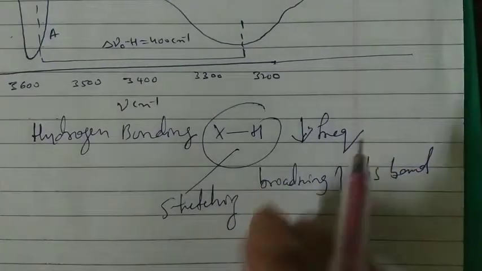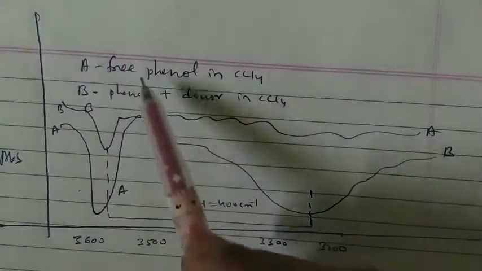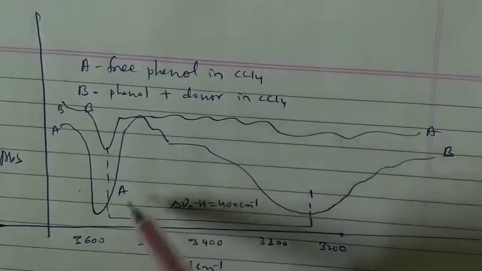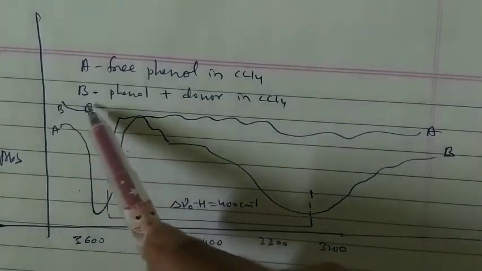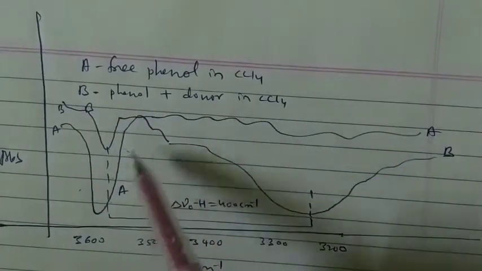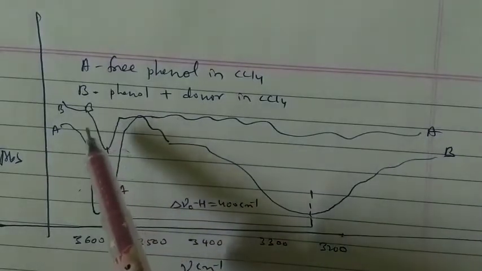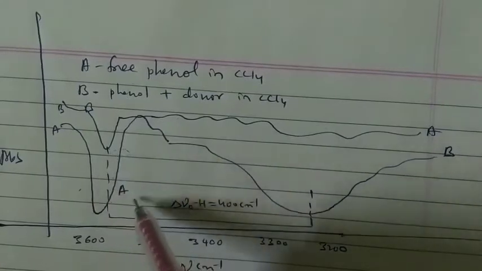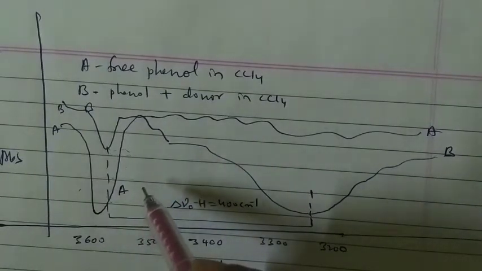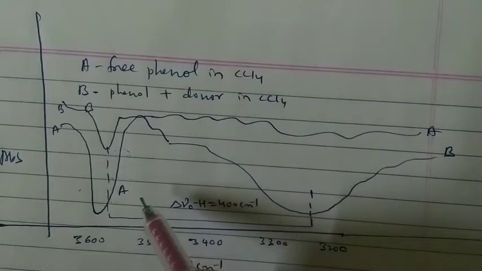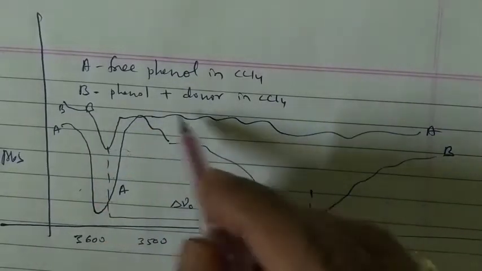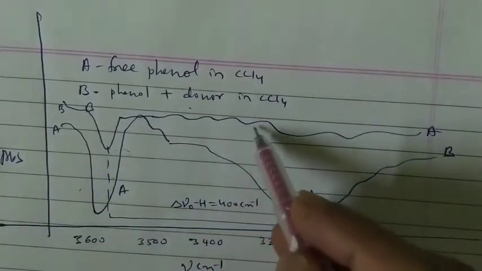The spectrum you can see here is the spectrum of free phenol in carbon tetrachloride. You can see very smoothly at 3600, and afterwards it is smooth. But for B, this is A and this is B here. B is phenol plus donor atom in CCl4.